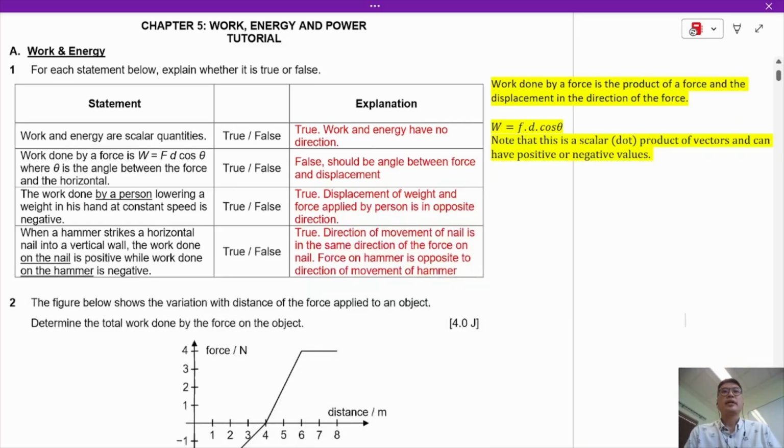Hello everybody. Let's look at question 1 for work, energy and power. Now work is defined as: the work done by a force is the product of a force and a displacement in the direction of the force.